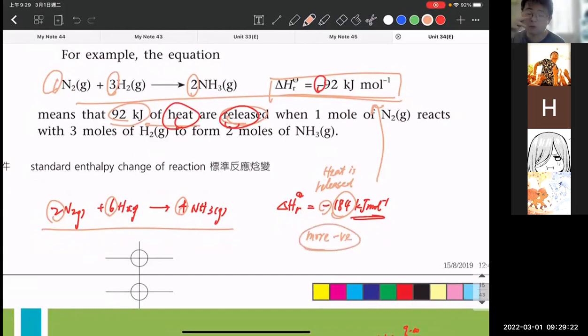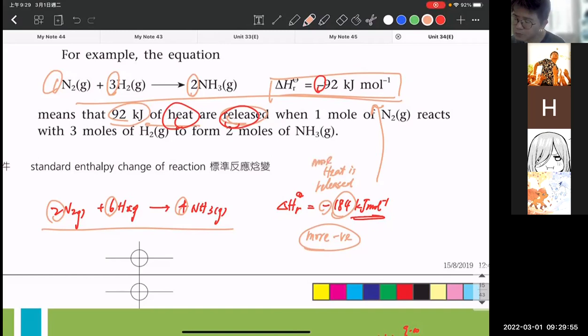Now, remember, for those people who do not study physics, you may feel uncomfortable about the term more negative. What does it mean by that? You are going to think of two ways. First of all, positive, negative. Negative means heat released. But when you say more negative, it means that the magnitude, the data itself, is bigger, which means that more heat is released. Can you get my point? More heat is released. We call it more negative.